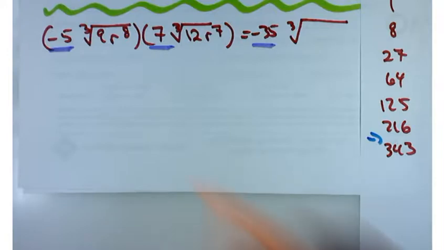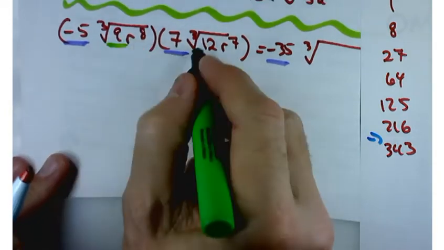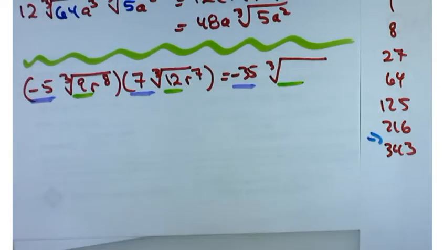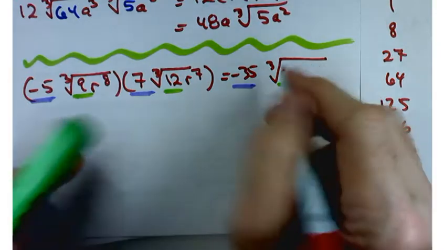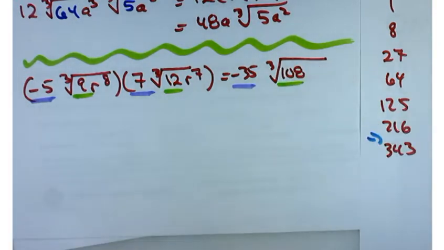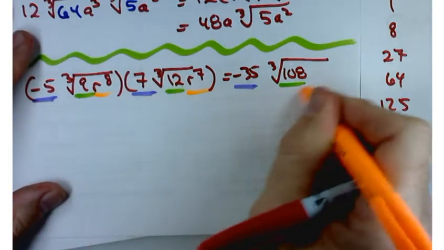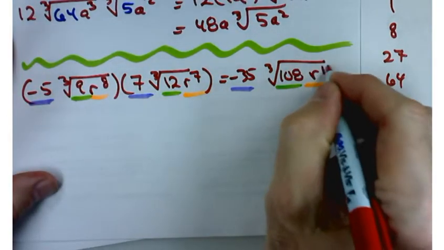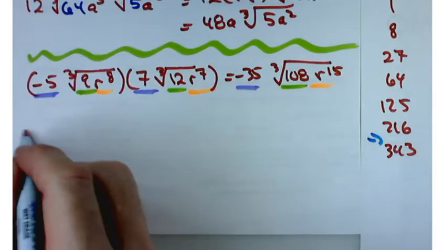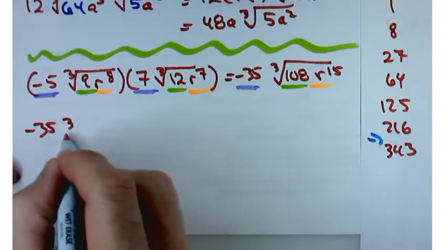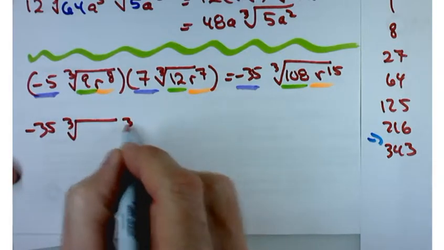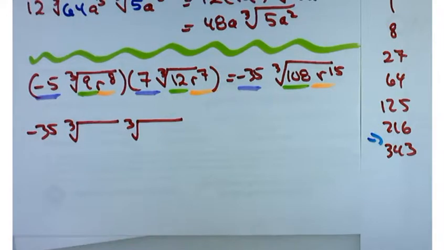Well, let's see. Trying to keep consistent here. So 9 times 12 is 108. 108. R to what power? R to the 15th. So R to the 15th. Now we're going to break this one up. This is going to be negative 35 times the cube root of something times the cube root of whatever's left over.